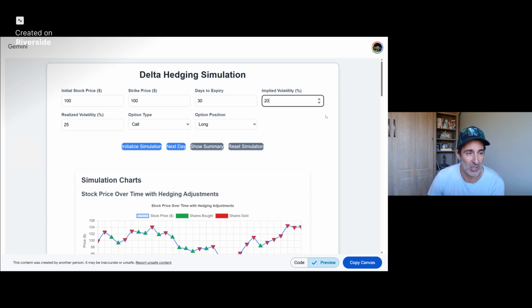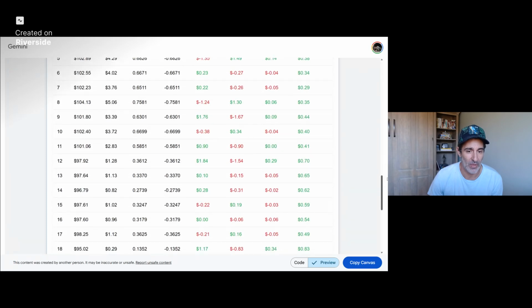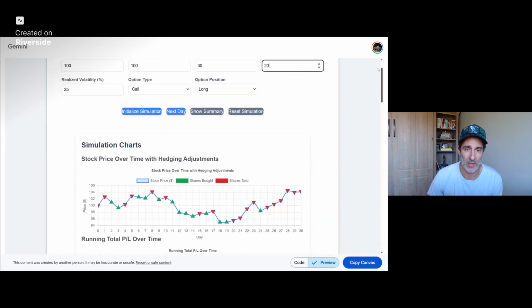Anyway, I hope this was helpful. And hopefully gamma scalping is a little bit easier of a topic by giving you a chance to debug how it works yourself by stepping through the table. All right, thanks a lot.